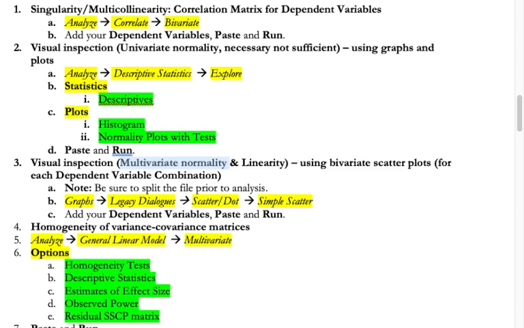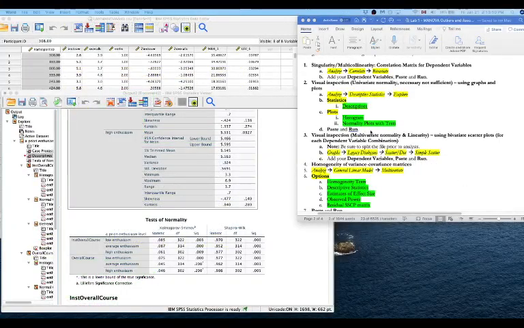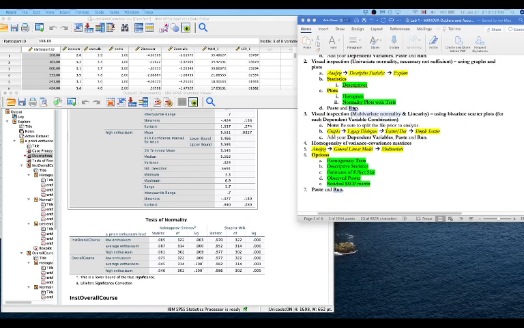And looking at multivariate normality, you can kind of look at it, but it can get confusing, and the more variables you add in, the more confusing it is. So right now, with just 3 variables, it shouldn't be too bad, but it can get bad. So in order to look at multivariate normality, and we'll be looking at linearity at the same time, we are just going to do bivariate scatter plots for each dependent variable combination.